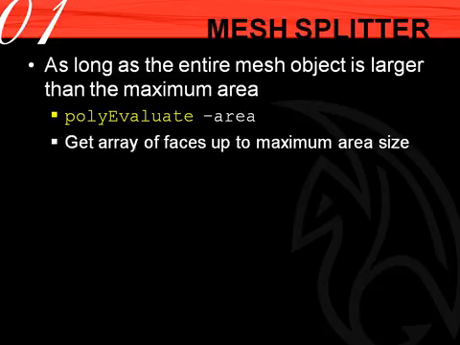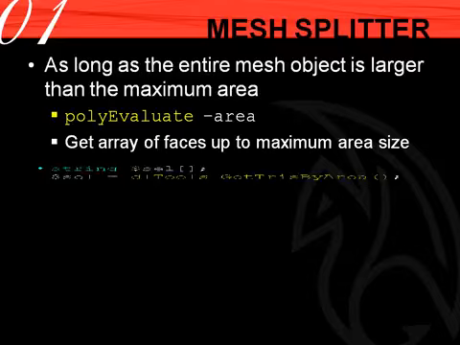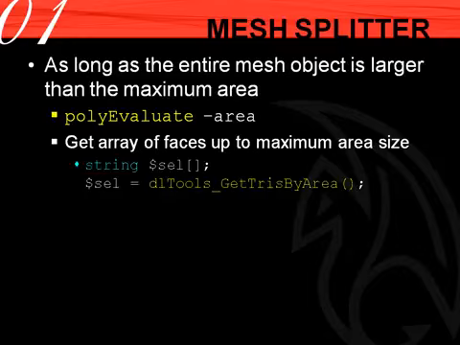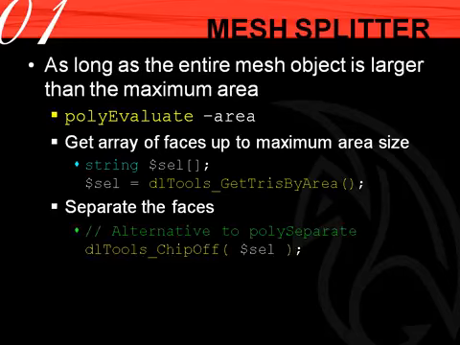Then if that's not the case, we're going to get an array of faces up to that maximum area size. So we would have an array, in this case we would call it selection, and I'm going to run the dltools get tris by area command and pass it over to that selection. So selection essentially is going to hold the names of all of the faces that we're going to break off. And then finally we're going to separate the faces. Like doing an extract in Maya, you could use Maya's default chip off function, or you could use the dltools_chip off function that I created, which is an alternative to polyseparate, which does a couple of extra cleaning up utilities to ensure that geometry is as clean as possible.